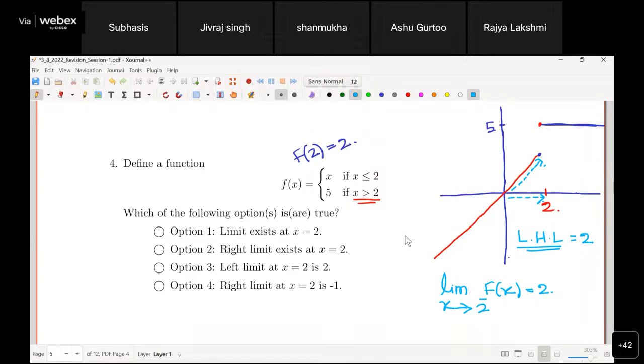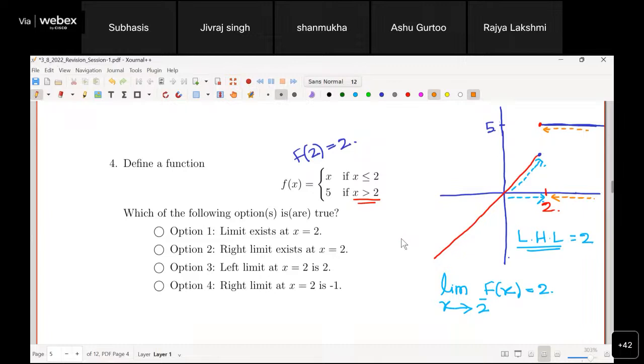5, sir. 5, right? With the same logic, you can argue the same way. When you are coming to 2 from the right hand side, as you can see, the value of the function is coming towards 5. This is my value of the function, and I'm coming to 2 from the right hand side of 2, and during that period the value of the function is 5.